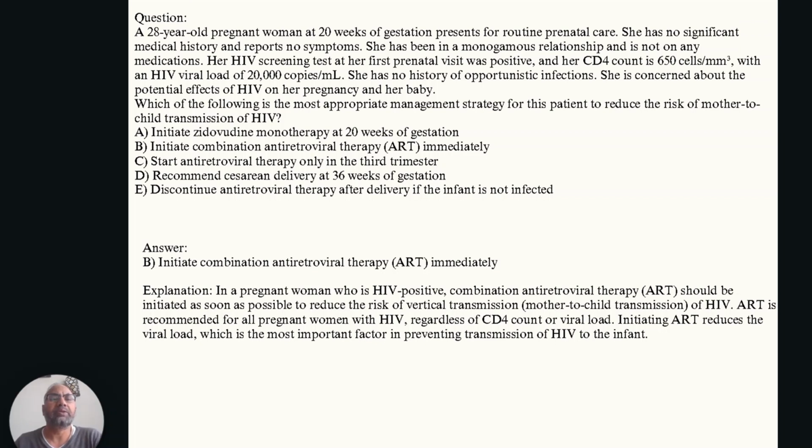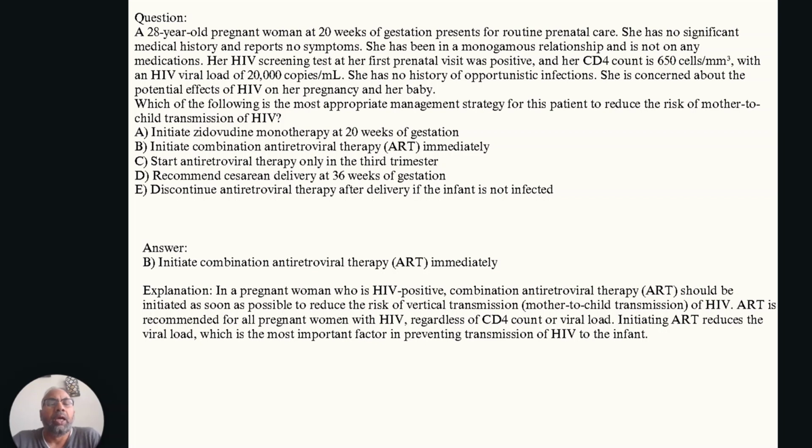Her HIV screening test at her first prenatal visit was positive, and her CD4 count is 650 cells per millimeter cube, with an HIV viral load of 20,000. She has no history of opportunistic infections either. She is concerned about the potential effect of HIV on her pregnancy and her baby. Which of the following is the most appropriate management strategy for the patient to reduce the risk of mother to child transmission of HIV?